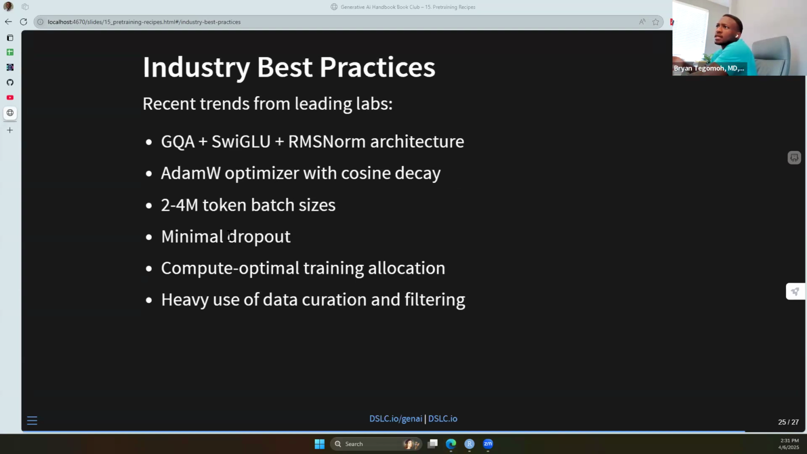Yes, and then large token batch sizes, which aim to minimize dropouts and also allow better compute-optimal training allocation, which would be useful for data curation and filtering.